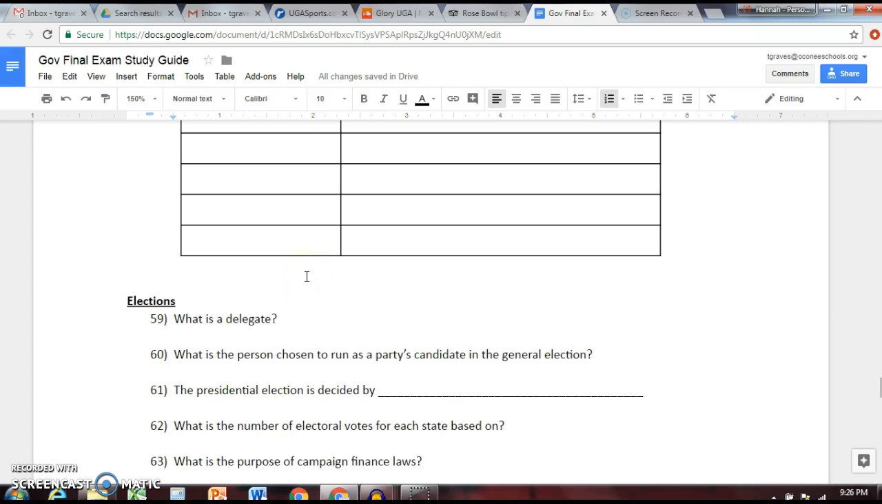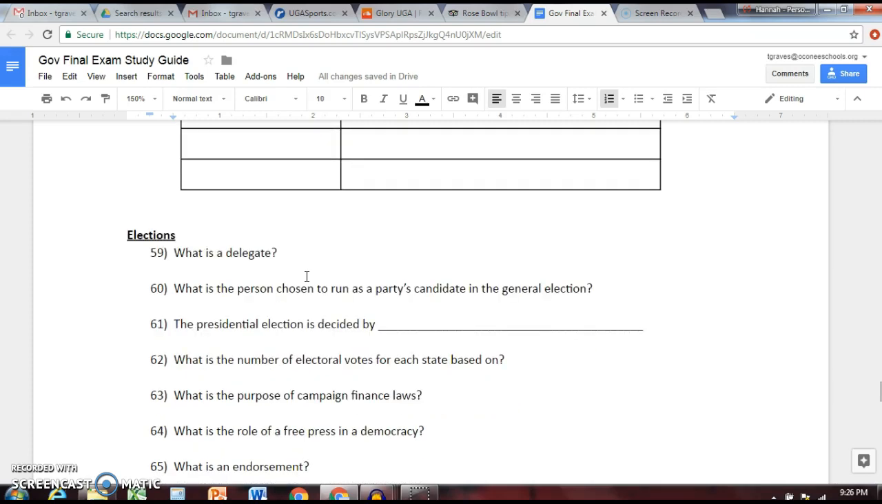Number 60, they call that person a nominee if you're chosen as your party's candidate in the general election. So like Donald Trump versus Hillary Clinton, Donald Trump was the Republican nominee for president, Hillary Clinton was the Democratic nominee for president. Number 61 is the electoral vote. Number 62, the number of electoral votes in each state is based on the state's number of representatives in the House plus their 2 senators. Okay, that's why Georgia, we have 16, because we have 14 members of the House plus 2 senators.